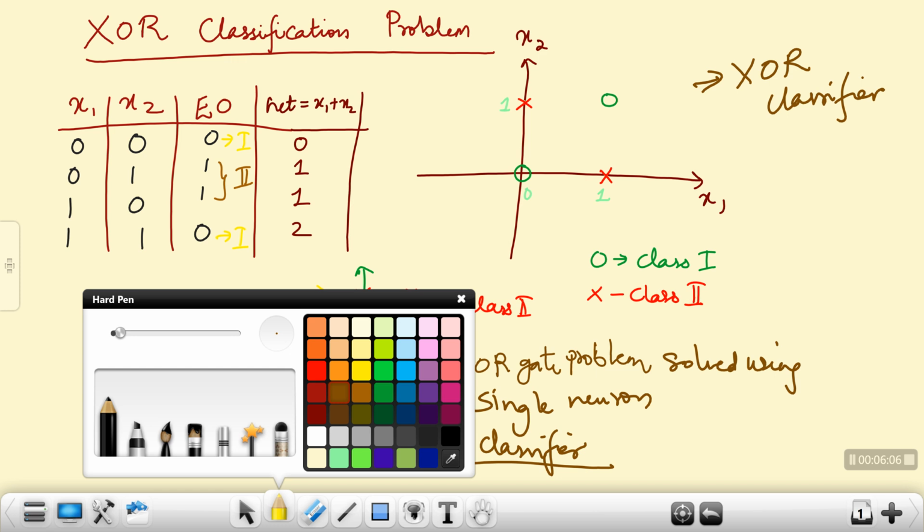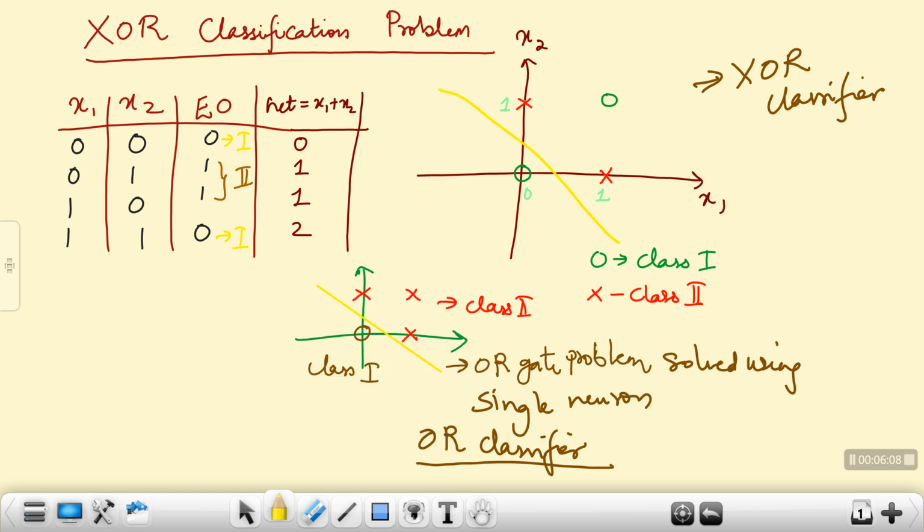So how will we solve this problem? Maybe we draw one line here and another line here, and whatever is on this side of the first line and on this side of the second line belongs to class 1, and whatever is in between these two lines belongs to class 2. One line corresponds to one neuron, so I have to use two neurons here, but that is not the only thing. There are three regions which come into the picture, so one more neuron will be required. That we shall see.